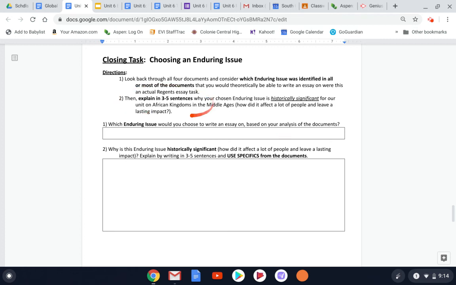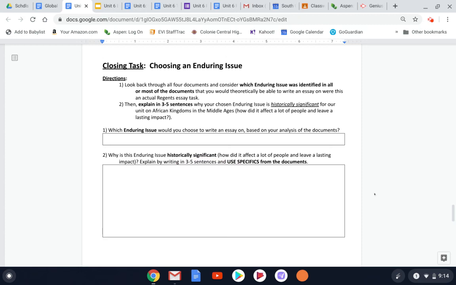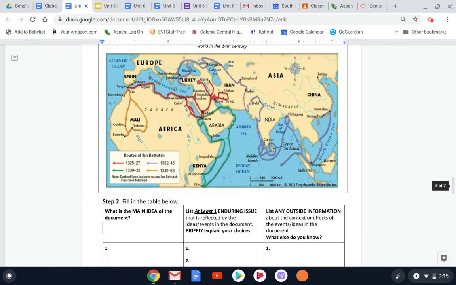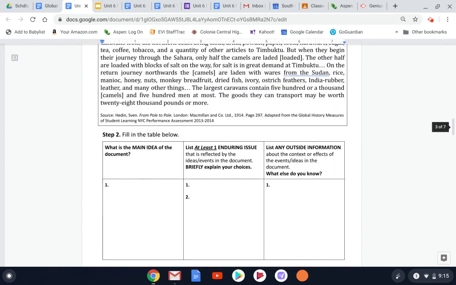And then number 2, explain in 3 to 5 sentences why your chosen enduring issue is historically significant for our unit topic on African kingdoms in the Middle Ages. Basically think about how did it affect a lot of people and leave a lasting impact for this region and this time period. This is where I want you to do that down here. So that's just one closing task to kind of give you an extension of practice beyond just going through the documents.